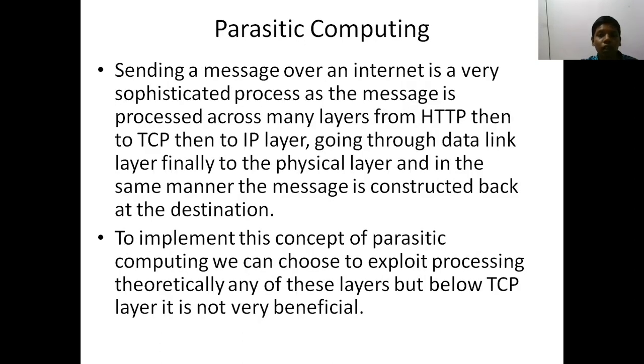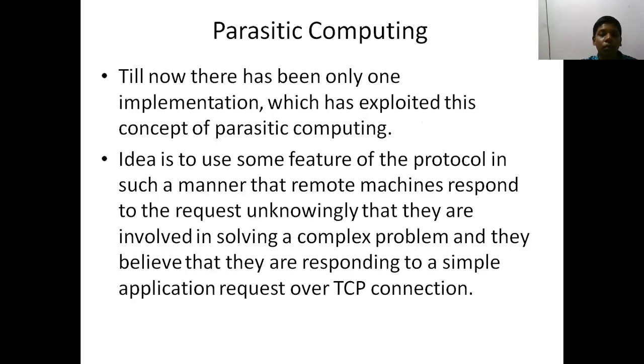Sending a message over the internet is a very sophisticated process, as the message is processed across many layers: from HTTP, then to TCP, then to the IP layer, going to the data link layer, and finally to the physical layer. In the same manner the message is reconstructed at the destination. To implement parasitic computing, we could theoretically exploit any of these layers, but below the TCP layer it is not very beneficial.